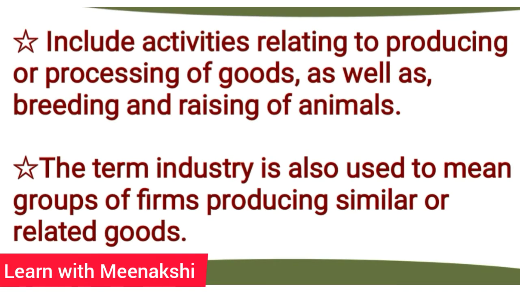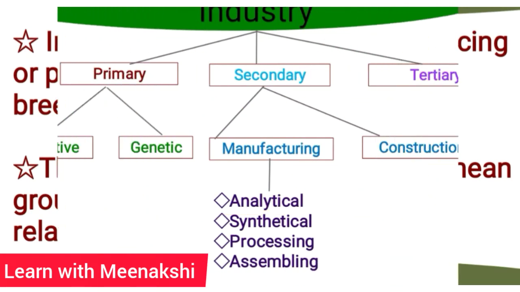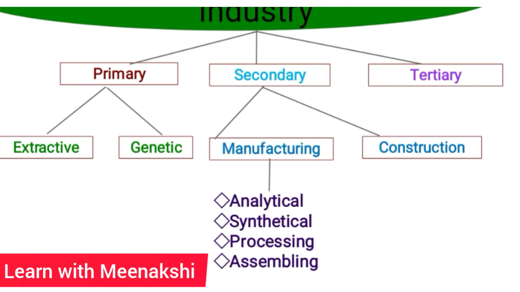The term industry is also used to mean groups of firms producing similar or related goods. For example, cotton textile industry, cement industry, electronic industry, which includes all types of firms producing the same, similar or related goods. Hope the meaning of industry is clear to you. It is only the production side, no selling side is involved here. You produce the goods, you convert them into useful goods.